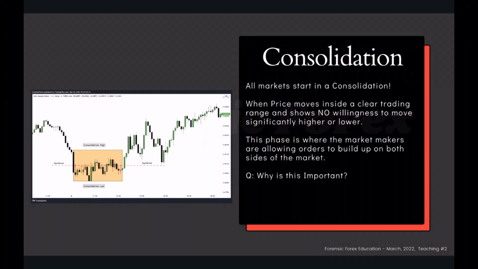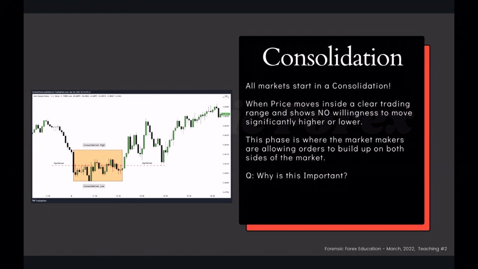The first phase that the Forex market goes through is consolidation. All markets start in a consolidation. When price moves into a clear trading range and shows no willingness to move significantly higher or lower, this phase is where the market makers are allowing orders to build up on both sides of the market. When I say both sides of the market, in orders, I'm referring to buy orders and sell orders. Now, question, why is this important?